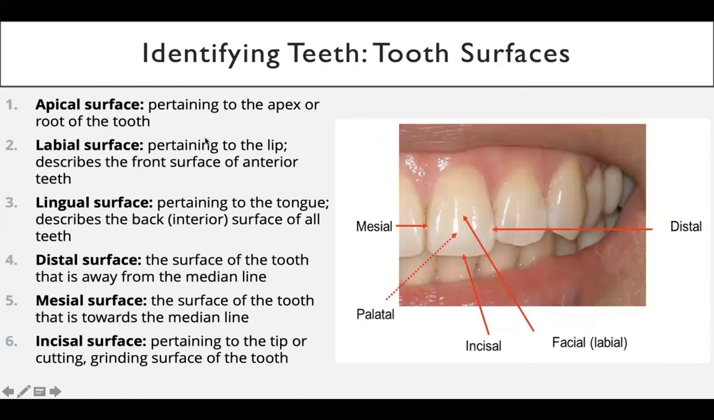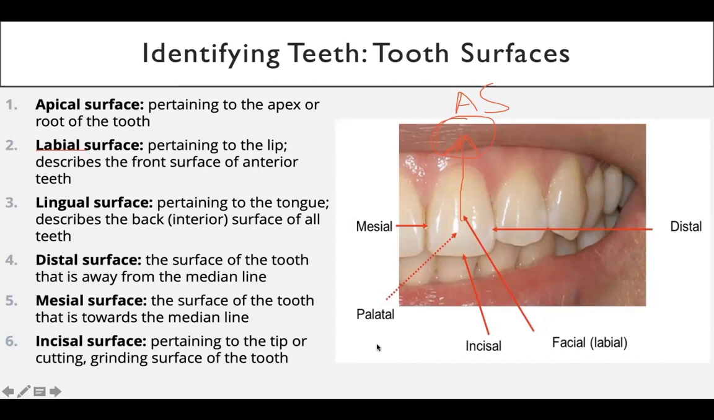Apical surface pertaining to the apex or root of the tooth. So the root is inside, towards here. So the root is apex. It pertains towards the apex or the root of tooth, and that is apical surface. So we have apical surface, which is in the socket of the teeth. Then we have labial surface. As you know, labia is lip.